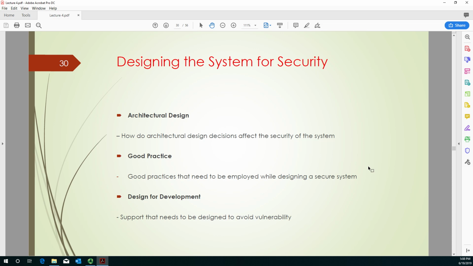Good practices need to be employed while designing a secure system. For example, the system does not take weak passwords. Proper authentication is done for all operations that are performed within the system. And design for development. You've got to keep in mind that the system is not going to remain as it is. It should be scalable, and when you scale, the system should not become insecure.